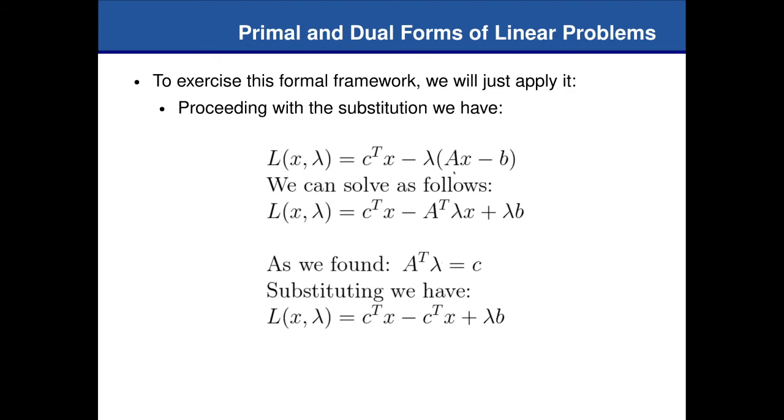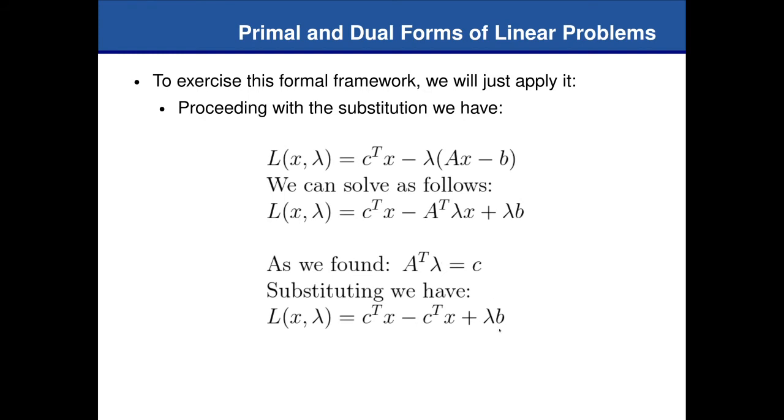So this is our Lagrangian again. I can just open it up by distributing lambda on this side. So we are going to have minus A transpose lambda x plus lambda b. Of course, given we found this result from the previous differentiation, we can substitute, as we did a couple of videos before, this term A transpose lambda by c. If we substitute, we are going to have c transpose x minus c transpose x plus lambda b. Observe this, we are going to cancel out those terms, and we will have lambda b.